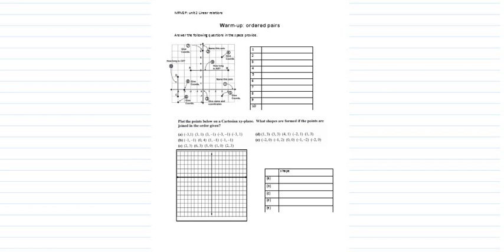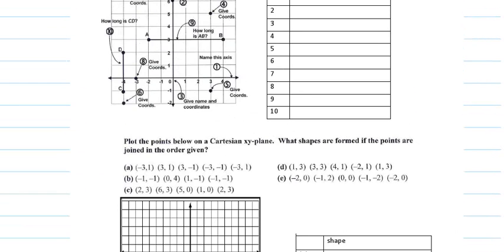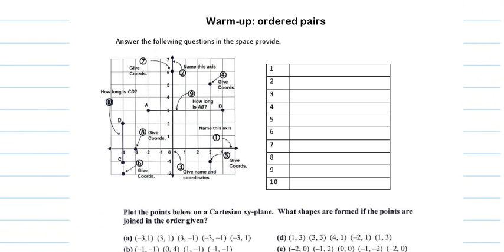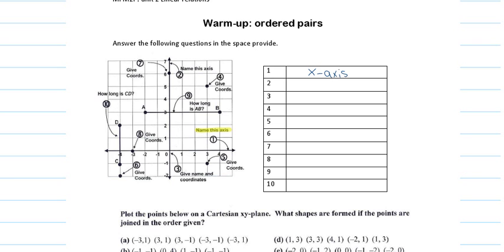So let's fill this one out together. It gives you a few things on the axis, and I asked you questions. So question number 1, it's asking you to name this axis. What do we call this axis? X-axis. That's right. Question number 2 is asking you to name this axis, so that's going to be the y-axis.